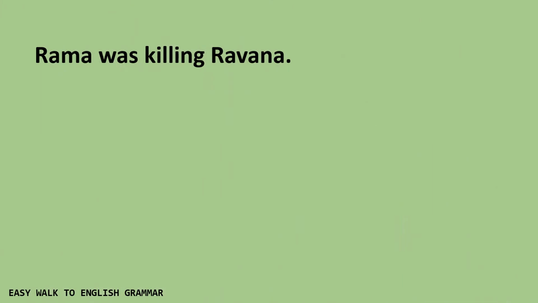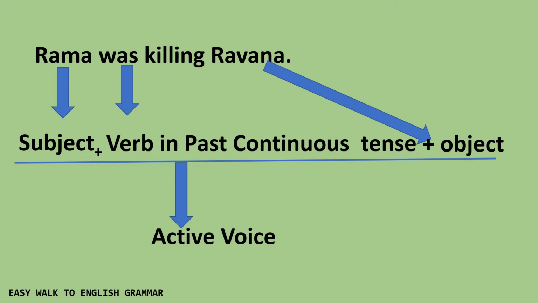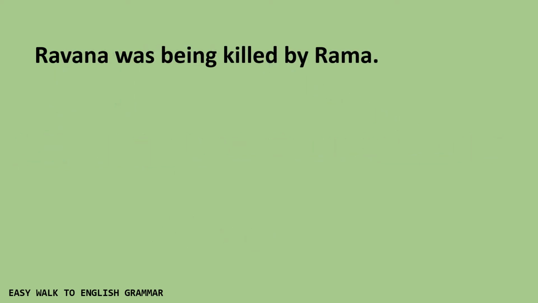Now what we are going to look into is the format of active voice in past continuous tense. Rama was killing Ravana. Rama is the subject. Was killing is the verb in past continuous tense, and Ravana is the object. So this is the format of active voice in past continuous tense. How will we frame the passive voice of past continuous tense?